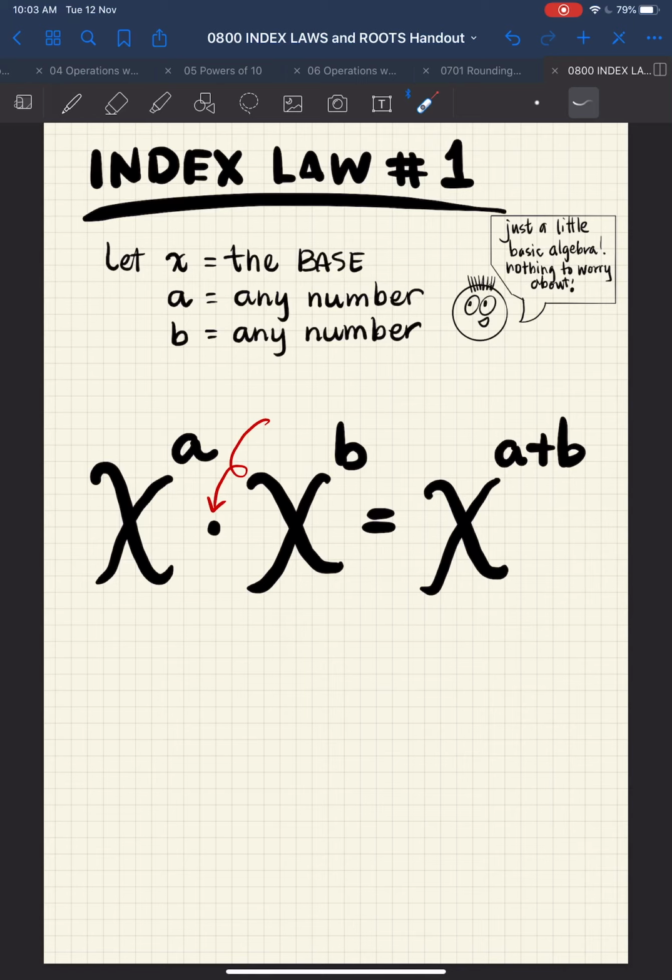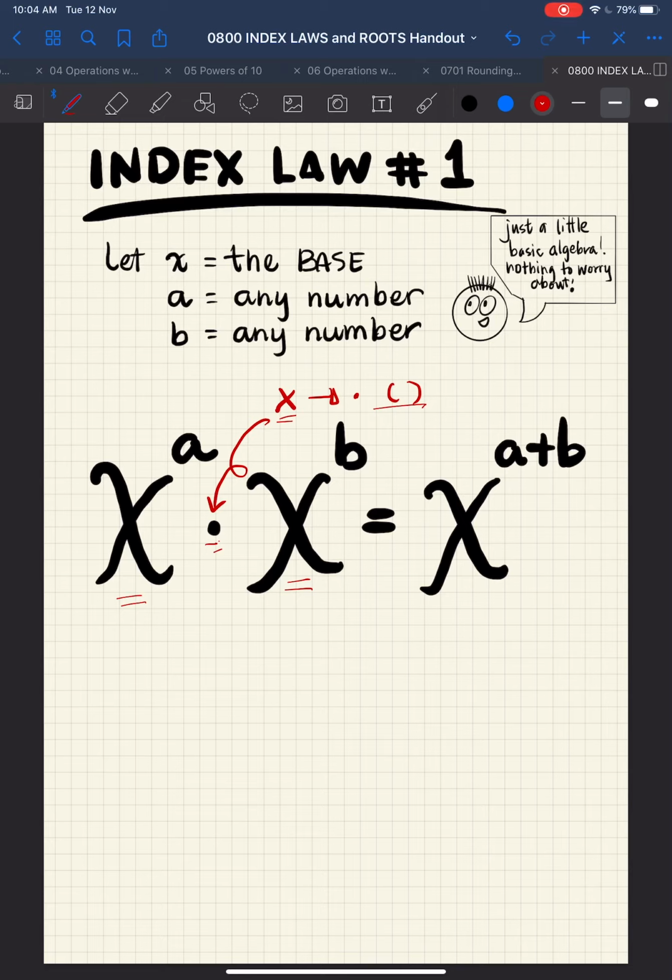So the first rule, but before we do that, what is this dot doing there? In algebra, we change the multiplication sign to dots or brackets. Why? Because if we use the multiplication sign, it looks very similar to the x variable. So that's why when you see the dot or a bracket, you know it's multiplication.